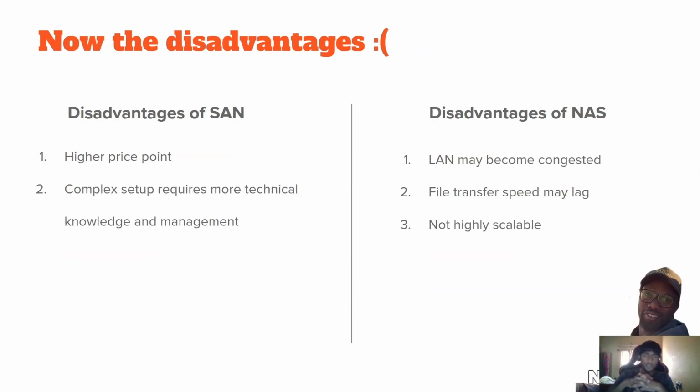Now the disadvantages of both. The disadvantage of SAN is its high price point, the complexity to set it up, it needs more technical knowledge, and its running cost might be higher. And that of NAS is that the LAN may become more congested. This is one very big problem with NAS. File transfer speeds may lag, and it's not highly scalable. So there is not much, but they speak a lot.